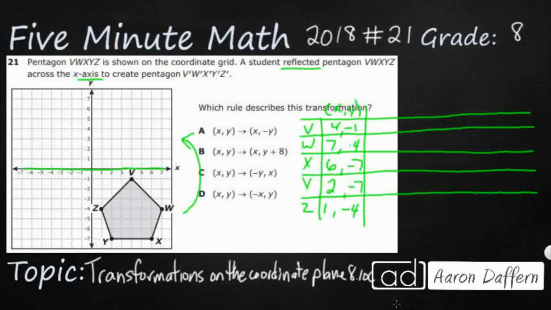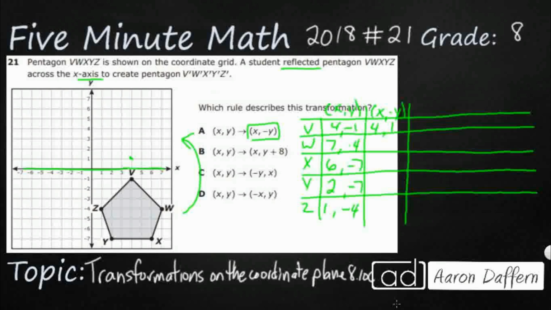All right, so this first one says x, -y. So the x stays the same. The y simply gets inverted. Let's just do a few of those and see if it works. So x stays the same. That's easy. My y is negative. It's already -1, so it's going to be +1. So v would become 4, +1.